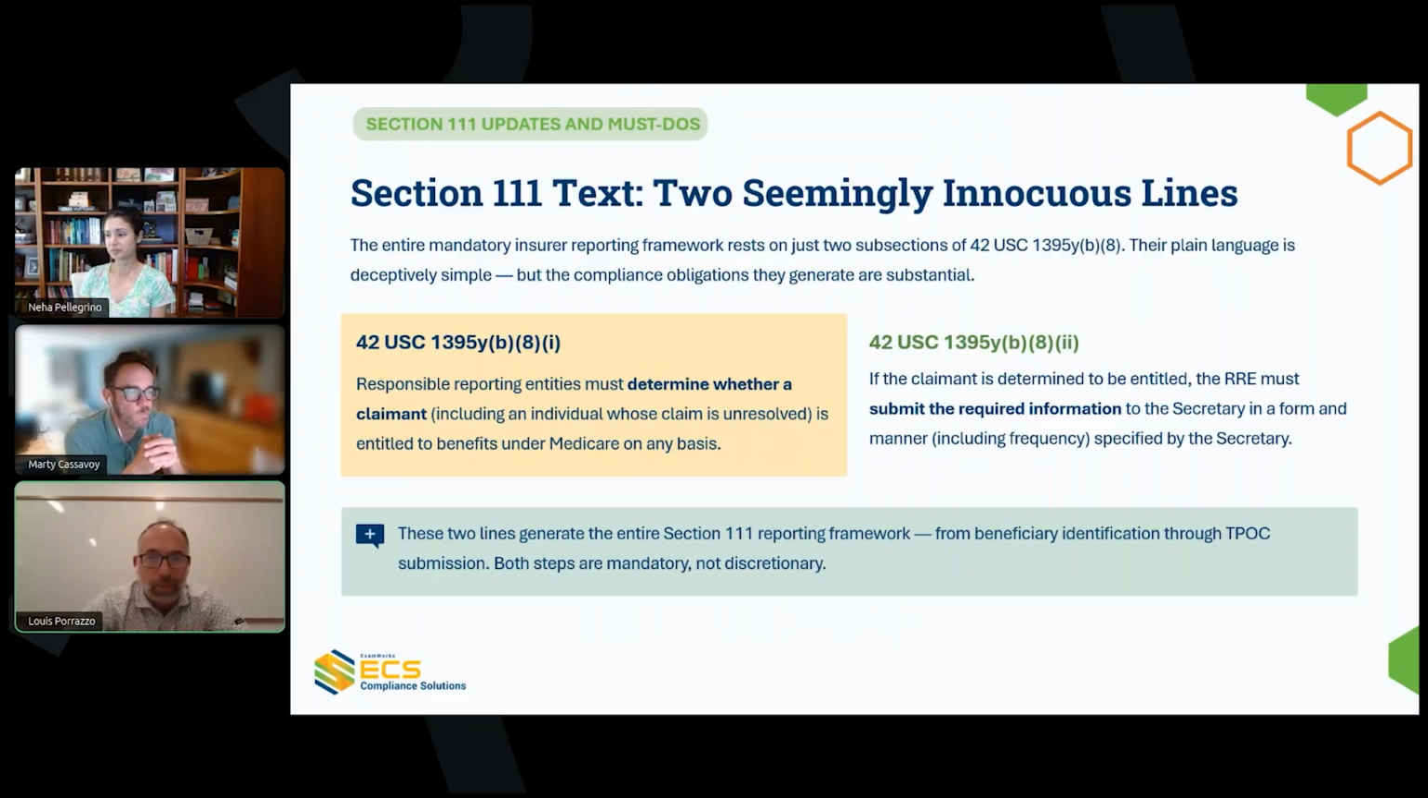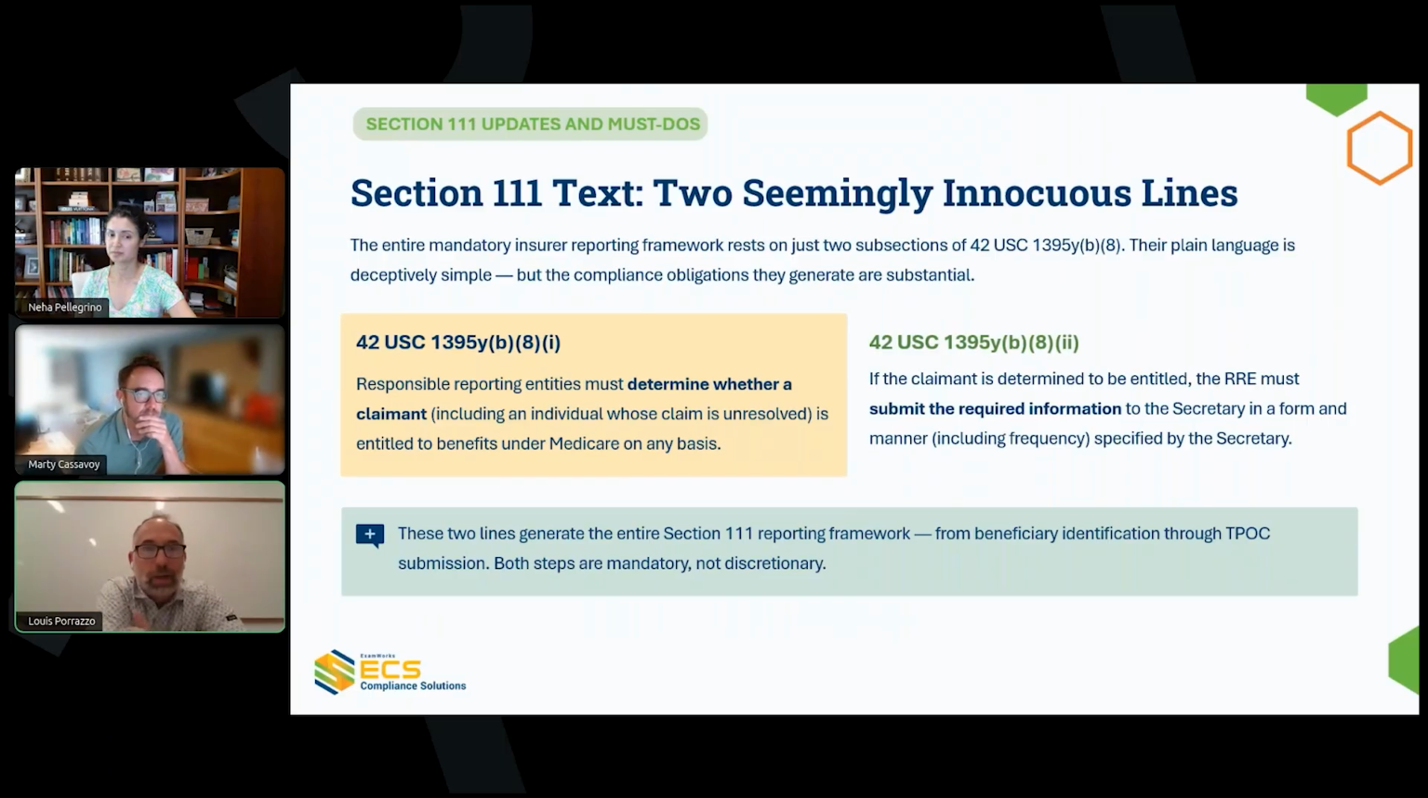And number two, part two, if that claimant is determined to be eligible, then the responsible reporting entity must submit the required information to the Secretary in a form and manner specified by the Secretary. That's your Section 111 framework. These two lines generate the entire world of Section 111 reporting, from identifying who your Medicare beneficiaries are through reporting that settlement in the form of a total payment obligation to claimant submission. Both steps are mandatory. These are not discretionary.